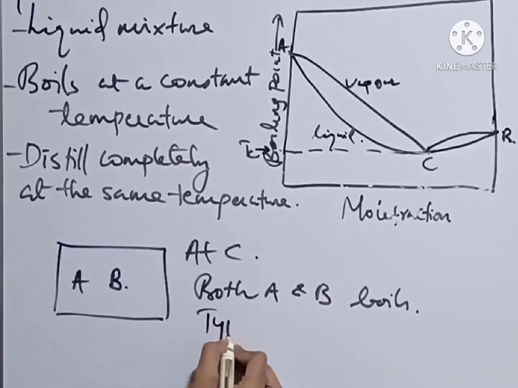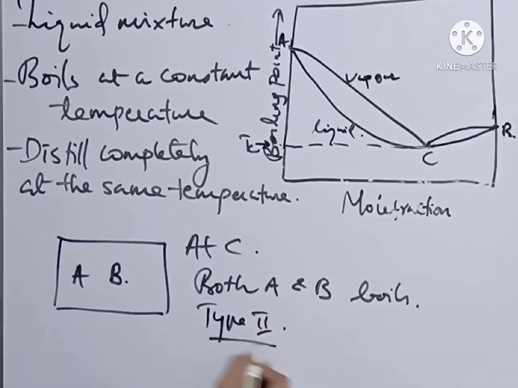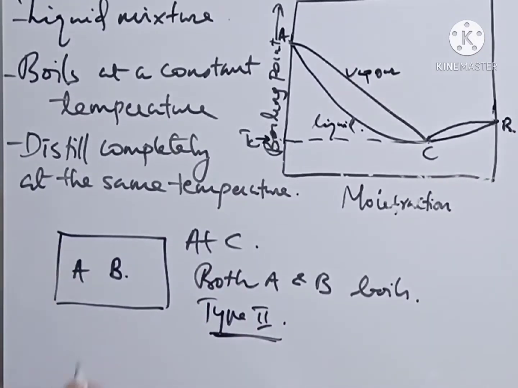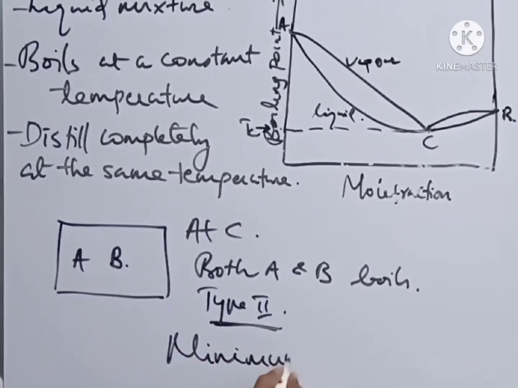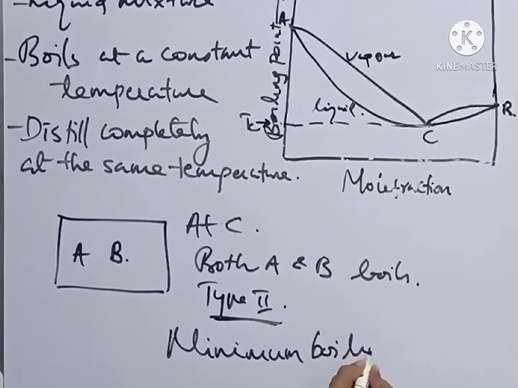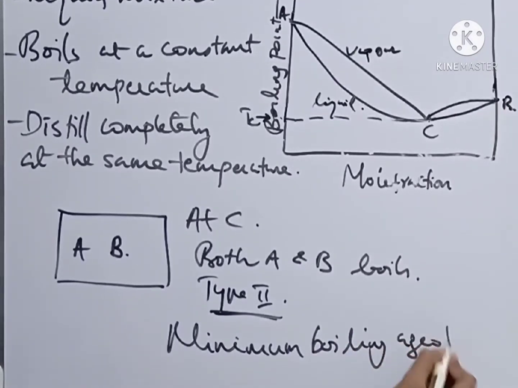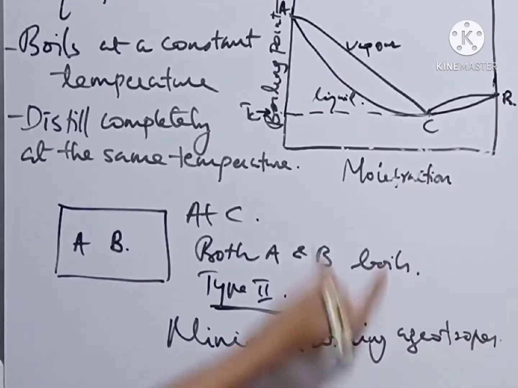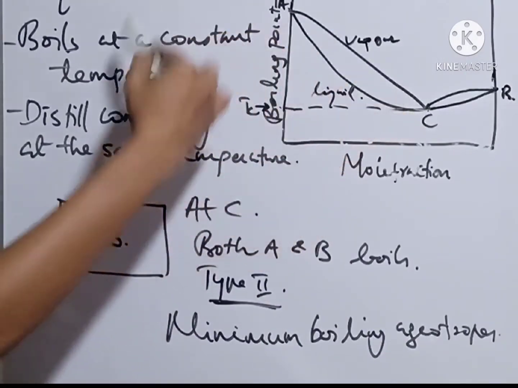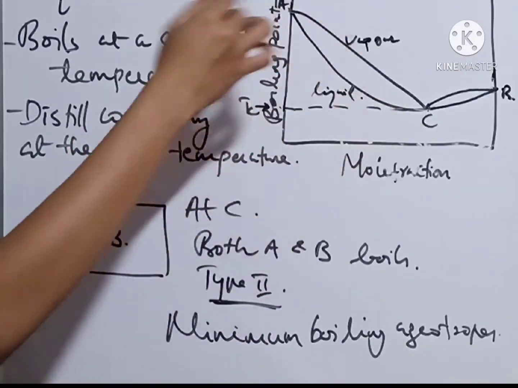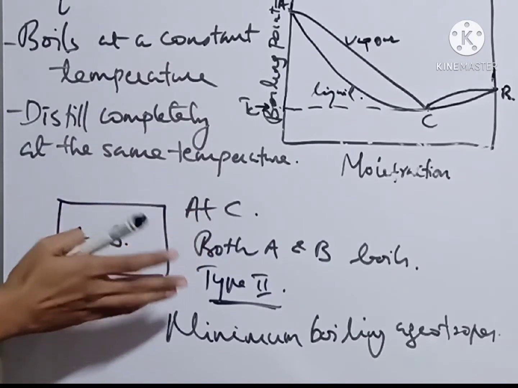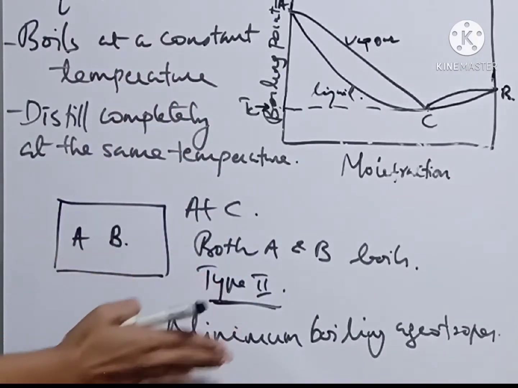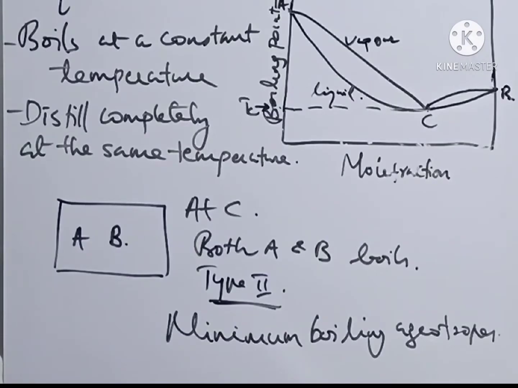So this type 2 binary liquids can be classified as minimum boiling azeotropes. The composition C has the minimum boiling point among all other compositions. So the binary liquids showing large positive deviation from Raoult's law are minimum boiling azeotropes.